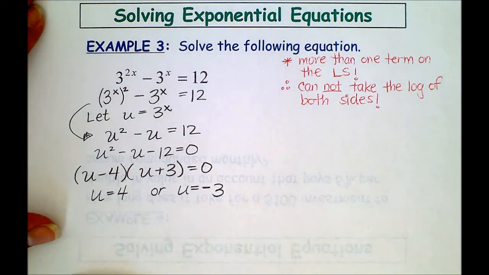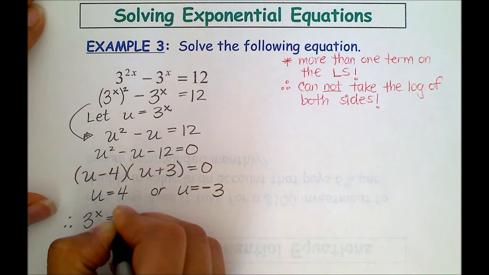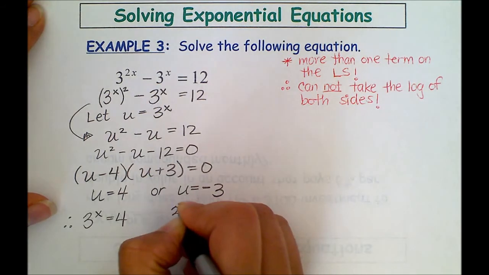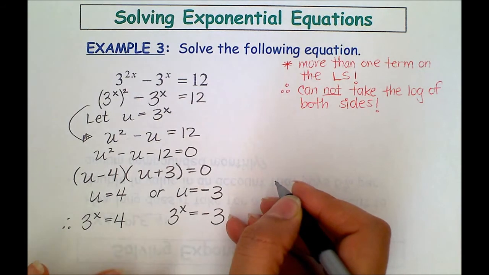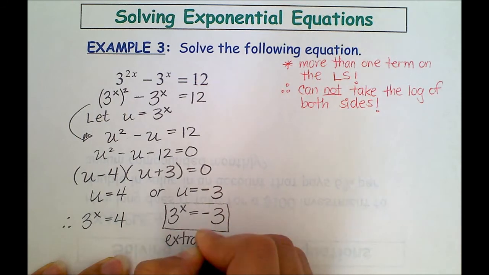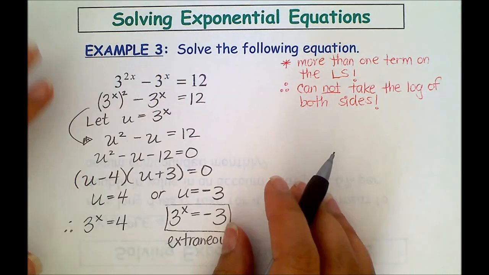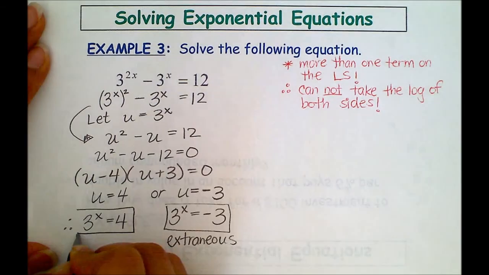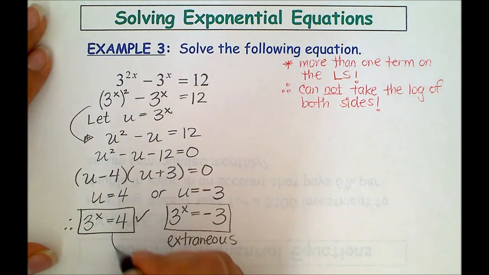Okay? Now at this point, because I'm actually trying to solve for x, I can replace u with 3 to the exponent of x. And so this would mean, therefore, 3 to the exponent of x is equal to 4, or 3 to the exponent of x equals -3. Okay? And so what you'll notice in this case is that this solution here is the one that's extraneous. I cannot actually solve this because you can't have a power equal to a negative number. So my only solution is 3 to the exponent of x equals 4. So this one's fine. But I'm not done the question yet because I actually need to solve for x. So I'm going to continue that up here.